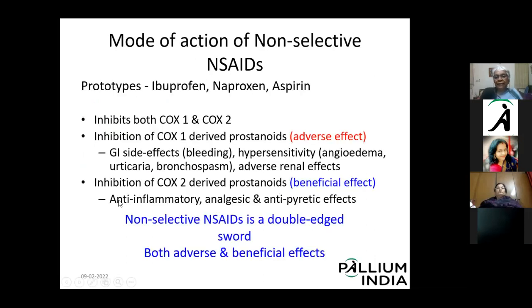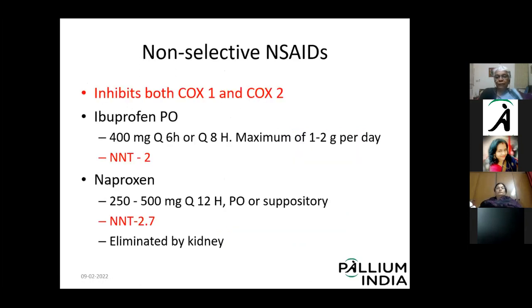So the non-selective NSAIDs, the prototypes are ibuprofen, naproxen, aspirin, etc. Because they're non-selective, they inhibit COX-1 as well as COX-2. By inhibiting COX-1, it produces the adverse effects, the GI side effects, the hypersensitivity, and the adverse renal effects, because it is inhibiting the physiological function of the COX-1 enzyme. But by inhibiting COX-2, it is anti-inflammatory and decreases the inflammatory mediator production. So it exerts its anti-inflammatory, analgesic, and antipyretic effects. So non-selective NSAIDs are actually a double-edged sword with both adverse as well as beneficial effects.